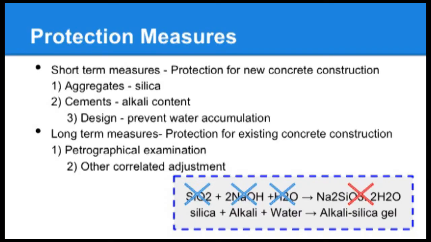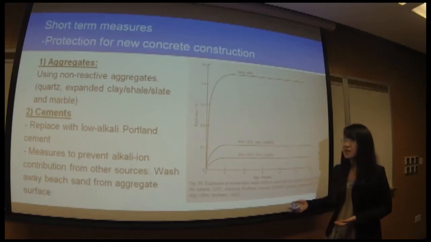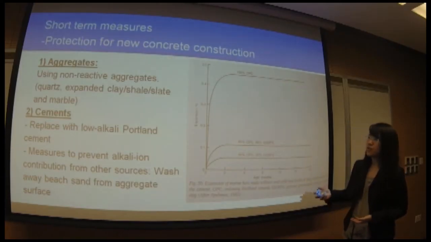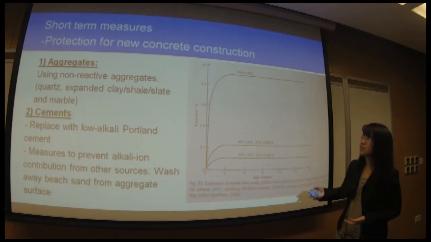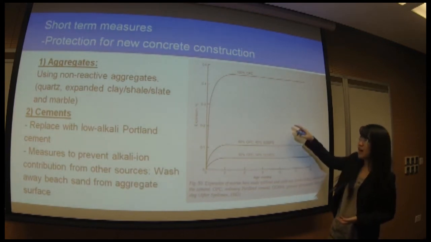For protection measures in new concrete construction, the aggregate used in the concrete mix should be non-reactive aggregate, such as quartz and marble. For the cement, we should replace normal cement with low alkali portland cement. As you see in this figure, the use of low alkali portland cement can reduce the expansion of the concrete structure by half.